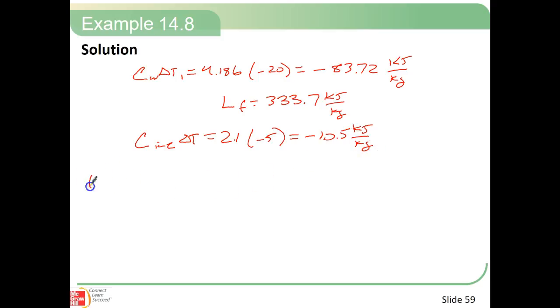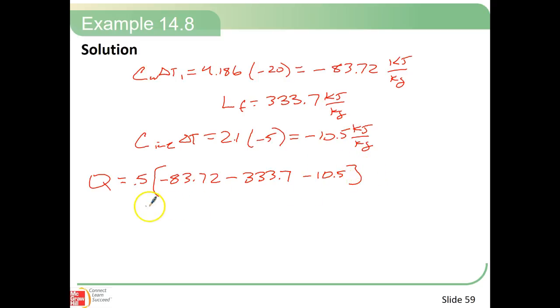So now we can plug everything into that equation that we just wrote out. So Q is equal to, here's my mass, 0.5 kilograms. Then we have -83.72. So that's taking that water and removing enough heat to make it ice. Then we're going to take the water and make it into ice. That's what this is. And then we need to go ahead and reduce the temperature of the ice down, and it takes this much energy to do that.